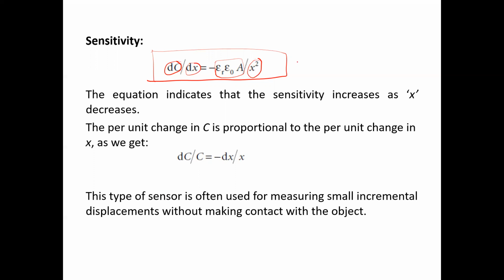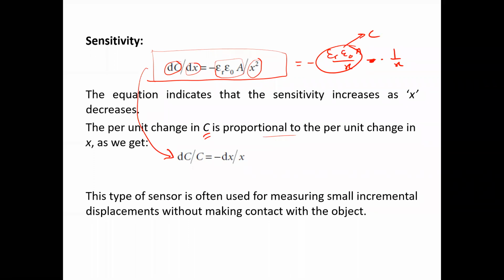Now if the same equation is rewritten, suppose epsilon r epsilon naught A by x into 1 by x, so this is actually C itself. So the same equation can be rewritten in this form, where it can be seen that the per unit change in capacitance is proportional to the per unit change in x. So any small incremental displacement can be predicted directly, in proportion to the change in capacitance.